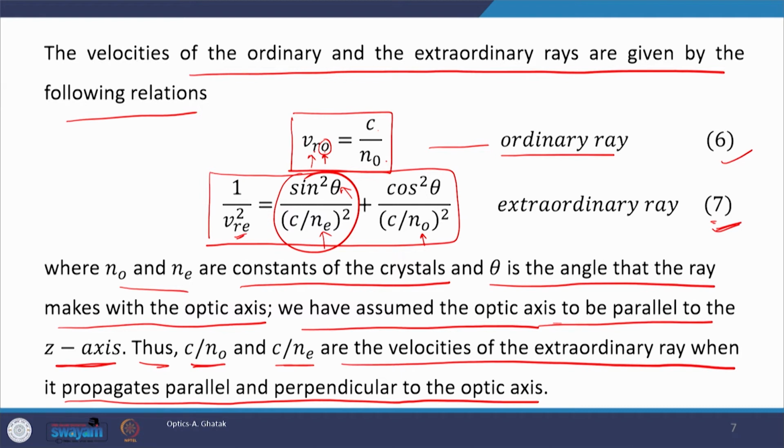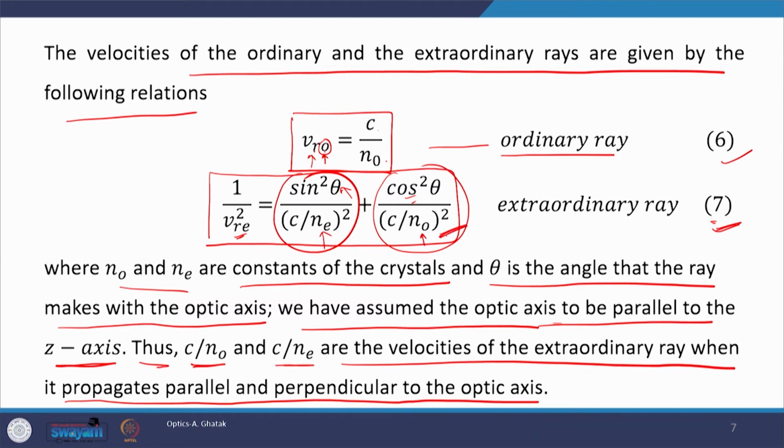Because sin theta is 0 when theta is equal to 0, we are left with only the second term, where the numerator would be 1, and therefore, equation 7 would be similar to equation 6 when theta is 0. And we can see therefore, from equations 6 and 7 that along the optic axis both rays travel with the same velocity. Now, when theta is equal to 90 degrees, the second term on the right hand side of equation number 7 is 0.